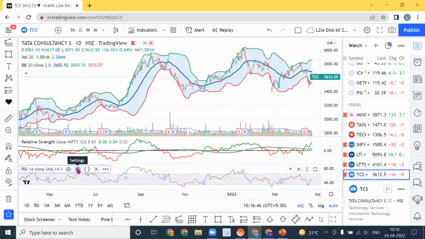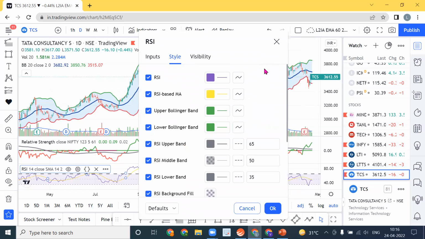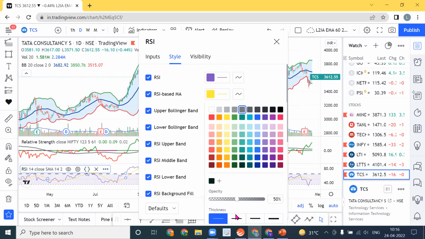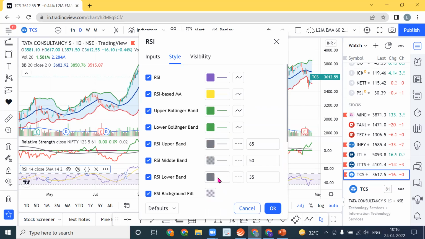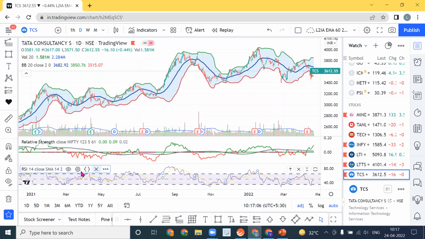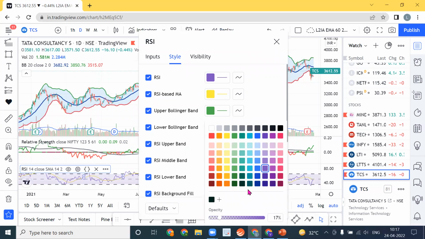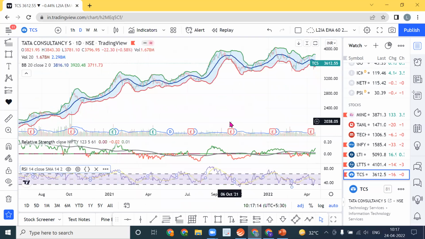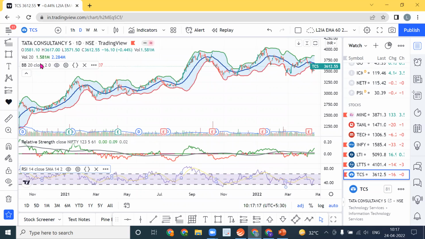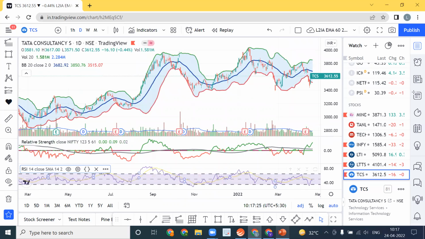It is very blurred, so I make it a little darker. For the upper band I made this dark. The middle band I made dark too and increased the thickness, and I increased the thickness for the lower band. Now I still want to show the band, so I fill the RSI a little. Now I have all three indicators: Bollinger Band, relative strength, and relative strength index. Okay. So this is how you can do your settings.